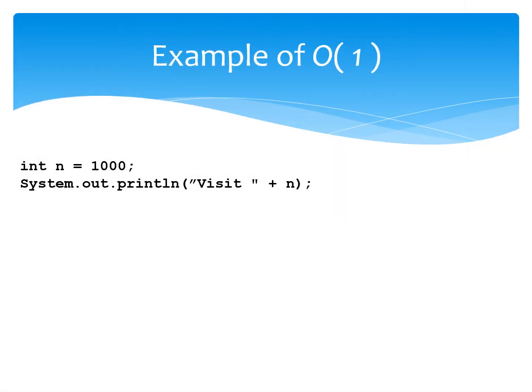This is an example code for big O of 1. As you can see, we assign a value to a variable in the memory, which is considered as big O of 1. When we display the value stored in the variable, we access the value from the memory, which is also considered as big O of 1.